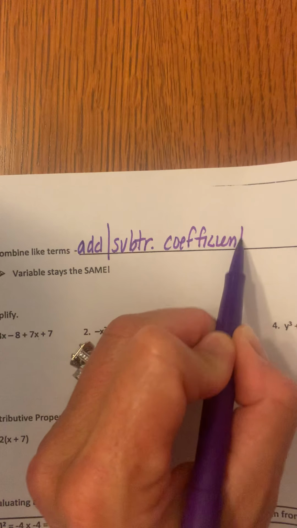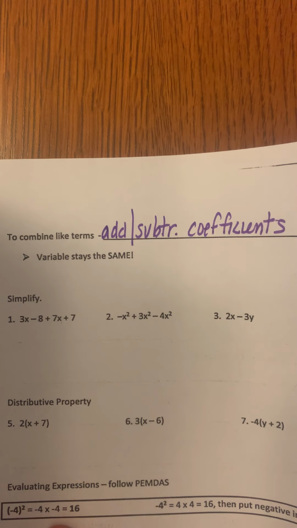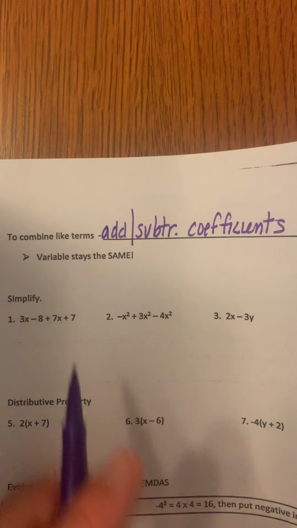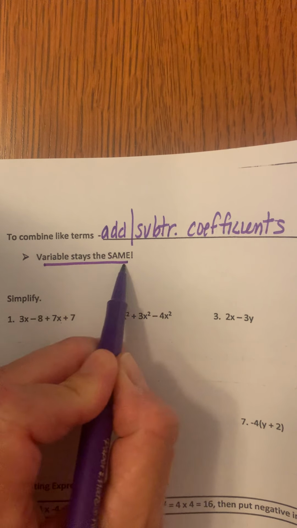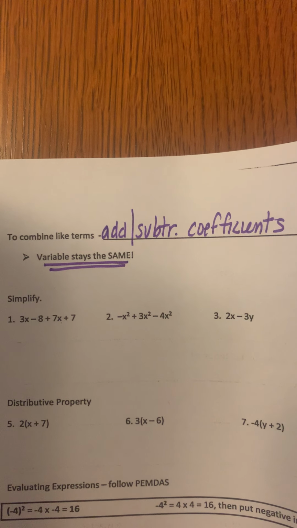Remember, the coefficients are the numbers in front of the variables. When you add and subtract the coefficients, the variables stay the same. So if you start with an x, you stay with an x. You don't make it x squared. That's when you multiply. So you're only adding and subtracting.